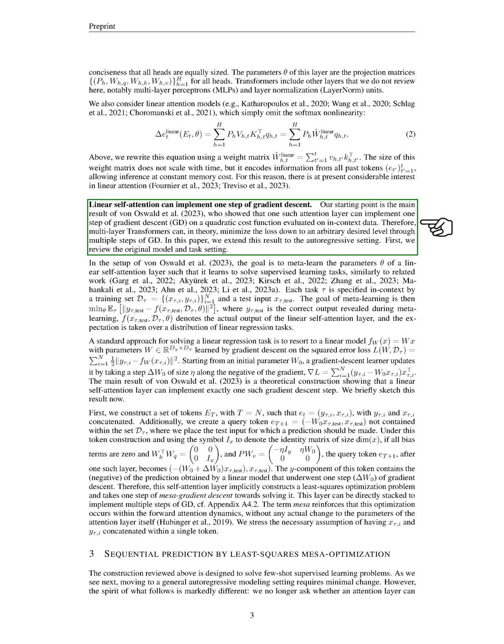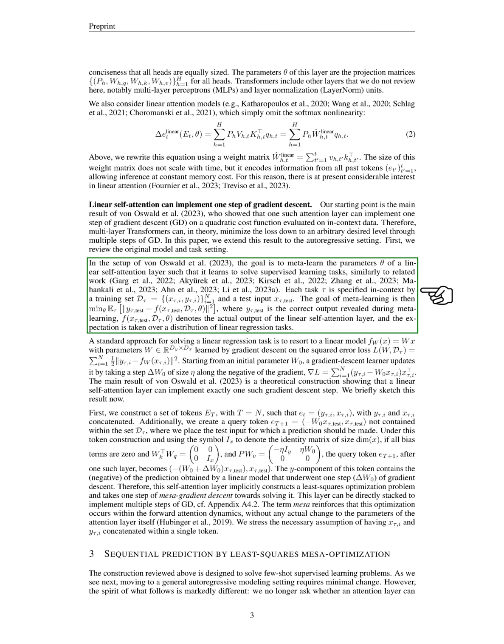Let's start by revisiting the original model and task setting. The objective is to meta-learn the parameters of a linear self-attention layer, enabling it to solve supervised learning tasks. Each task is defined in context by a training set and a test input. The goal of meta-learning is to minimize the difference between the correct output and the actual output of the linear self-attention layer, averaged over a distribution of linear regression tasks.